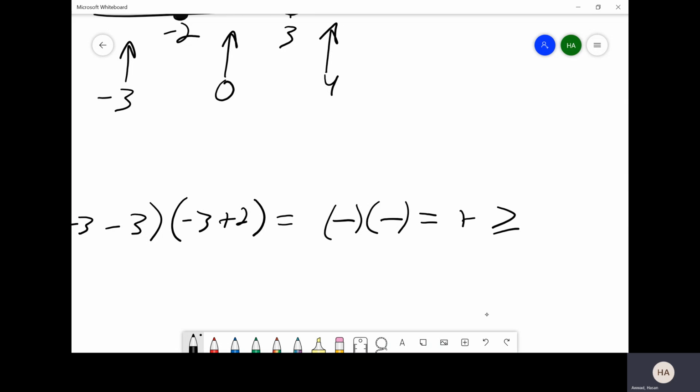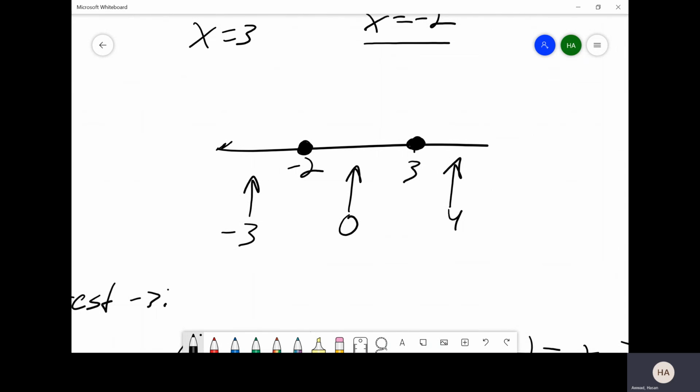And a positive is, in fact, greater than or equal to 0, right? So that one works. So we know that this interval right here, this whole interval up until we hit -2, gives us positive, so that's great. Okay, we test the middle.